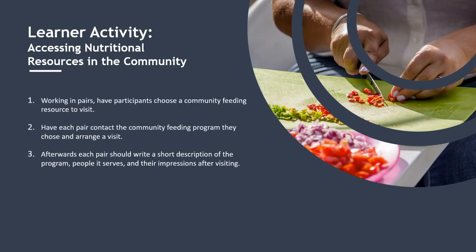Learner Activity. Accessing nutritional resources in the community. Working in pairs, have participants choose a community feeding resource to visit. Have each pair contact the community feeding program that they choose and arrange a visit. Afterwards, each pair should write a short description of the program, the people it serves, and their impressions after visiting.